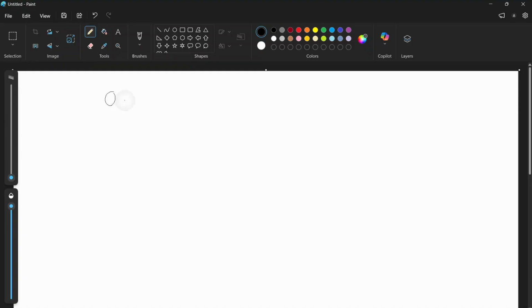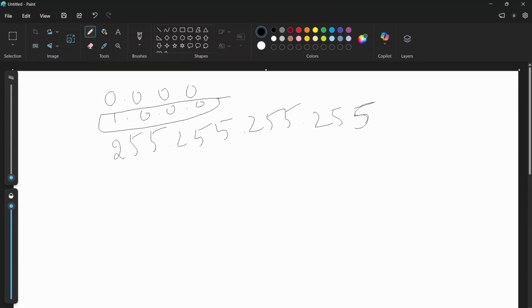As I said, 0.0.0.0 to 255.255.255.255. This is the IPv4 IP address range. As I mentioned, the first IP address and this last IP address we are not using. In between only we are using. So the starting IP address is 1.0.0.0. From here we will start using the IP addresses.